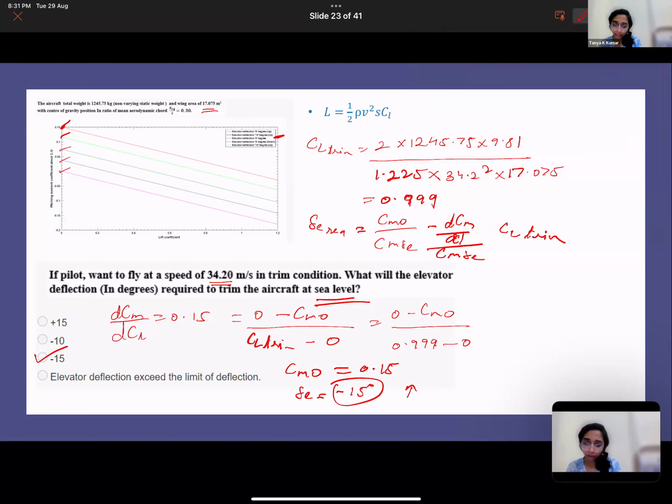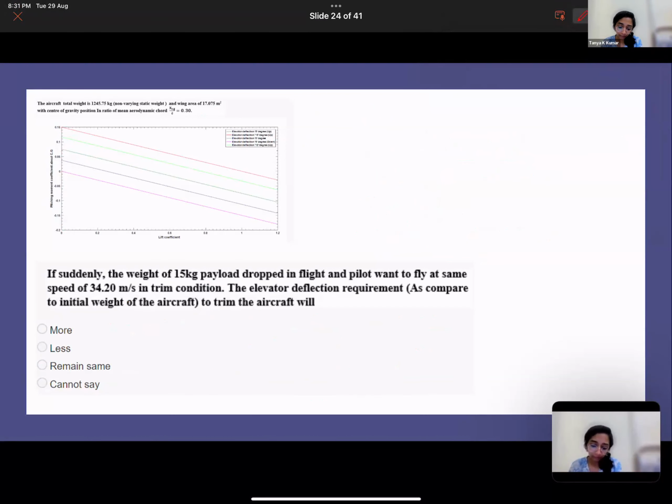Now let's go to the next question. If suddenly a 15 kg payload is dropped in flight and the pilot wants to fly at the same trim speed, that is 34.2 meters per second in trim condition, the elevator deflection requirement as compared to the previous case will be more, less, or remain same. Let's try doing this. Follow the same process. CL trim is the same. Only thing that changed is the weight.